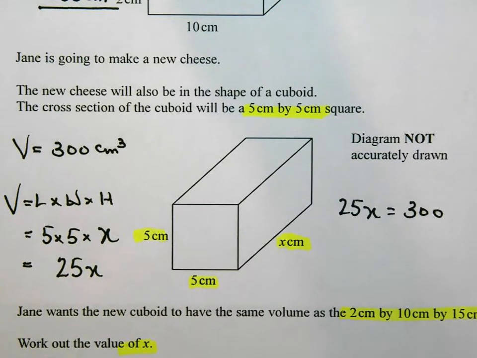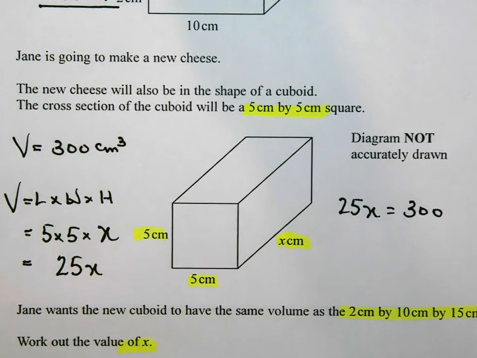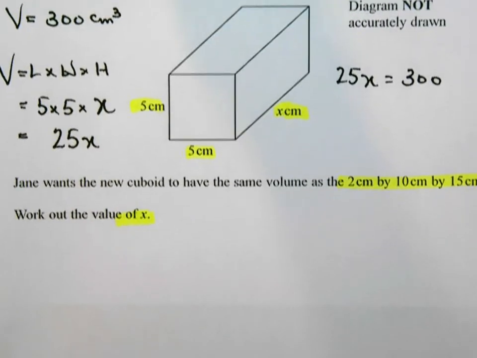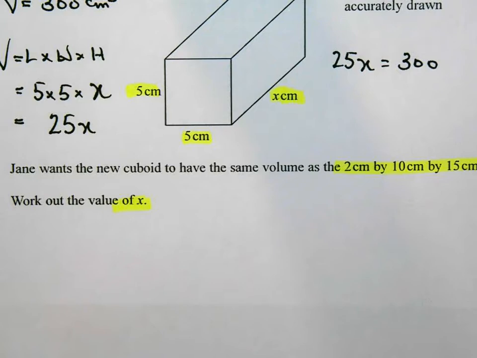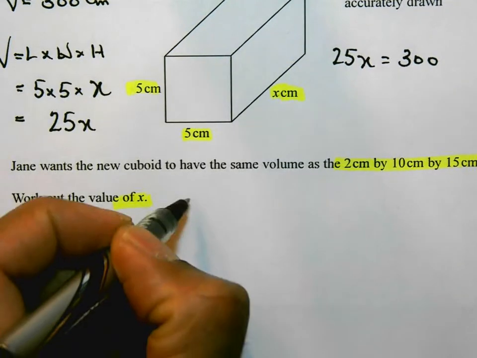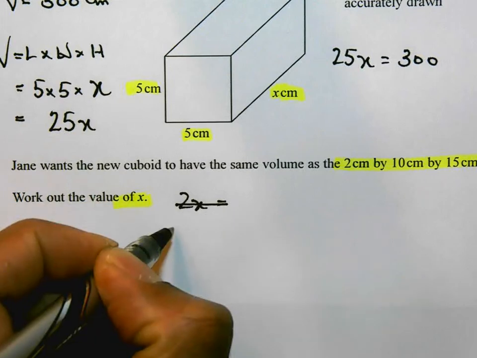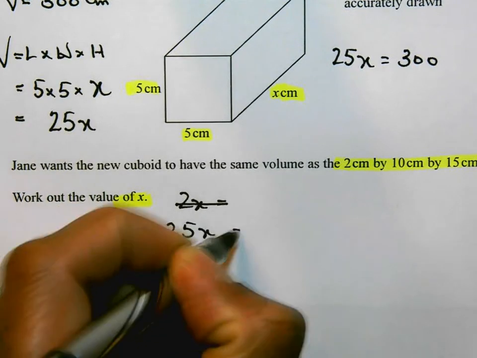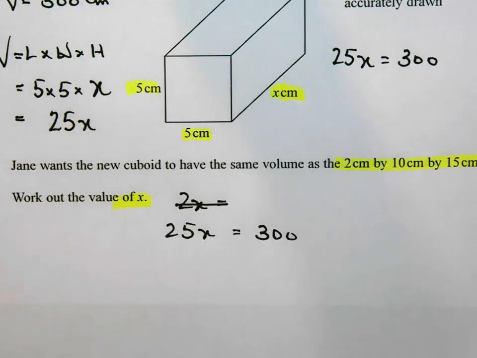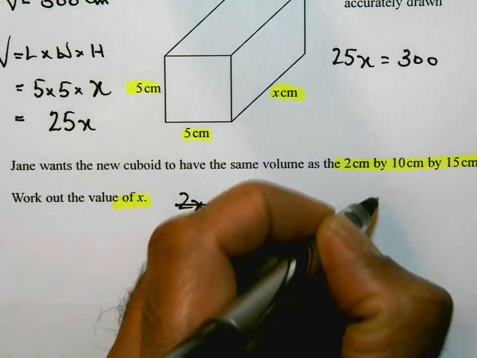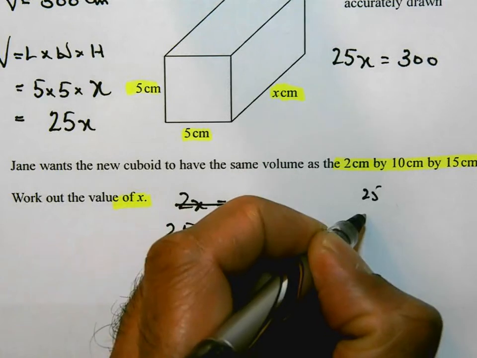Now, this is something that some people may well find tricky. It is relatively straightforward. I'm going to do the workings down below. So we need to do 25x is equal to 300. If you're ever in doubt, make a list and write them out. So I'm going to do the 25 times table.